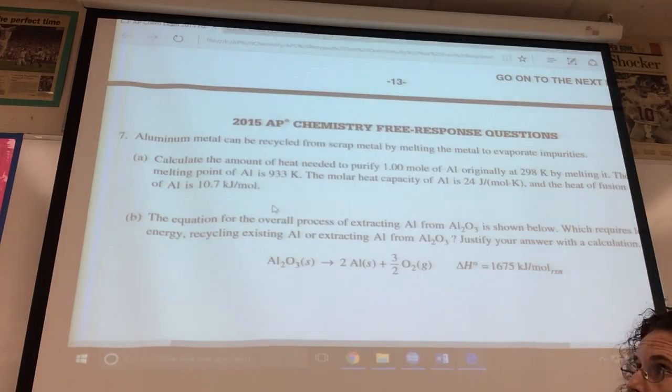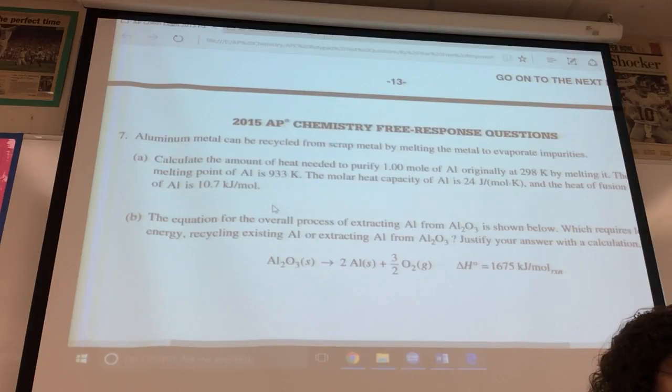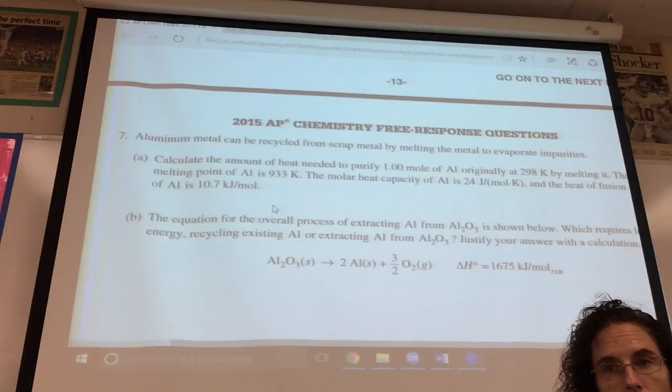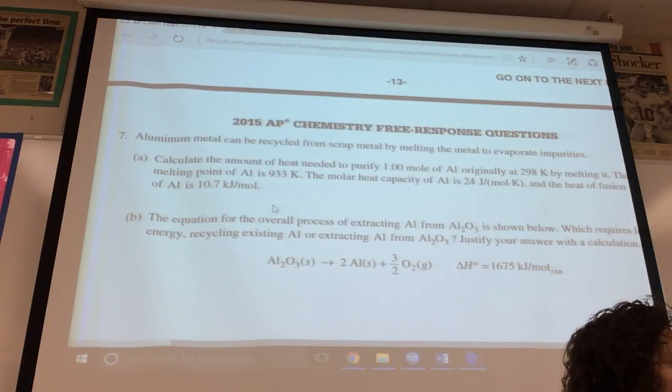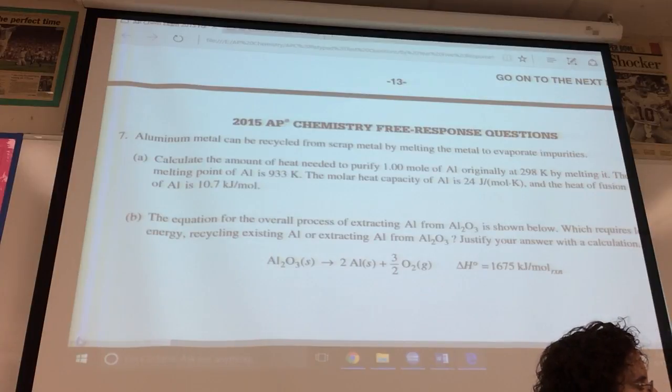We have 1 mole of aluminum, right? So I'm writing n is equal to 1.00 moles. The initial temperature T_i is 298 Kelvin. I'll split screens, I'll flip and let you copy, whatever's easier for you. The melting point, so that's going to be the final temperature, is 933 Kelvin. The molar heat capacity, that's capital C, is 24 joules per mole Kelvin. And the heat of fusion is 10.7 kilojoules per mole.